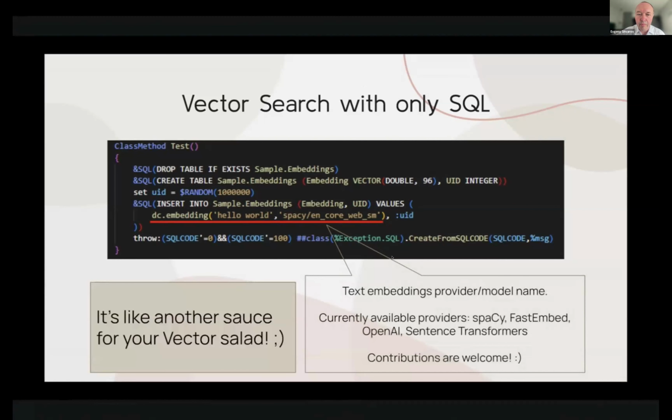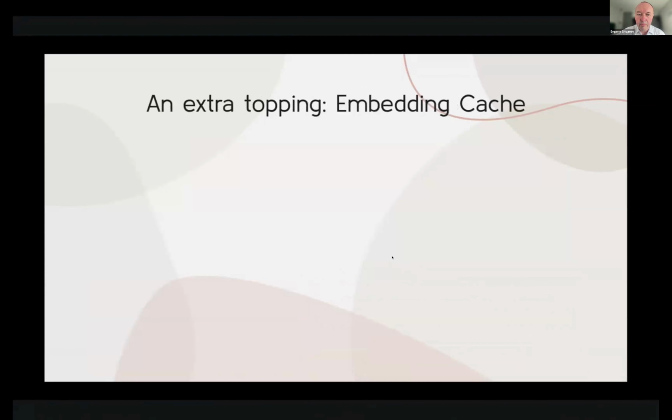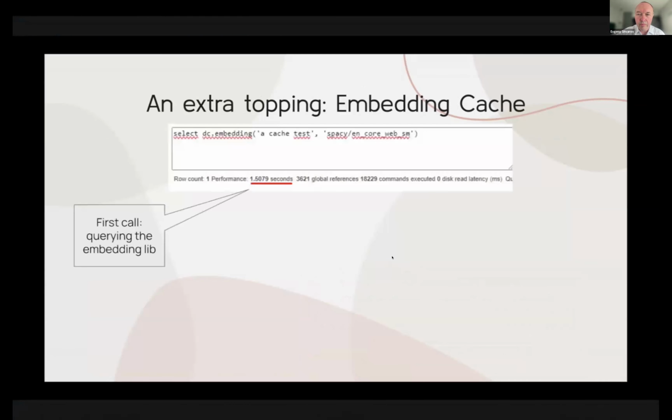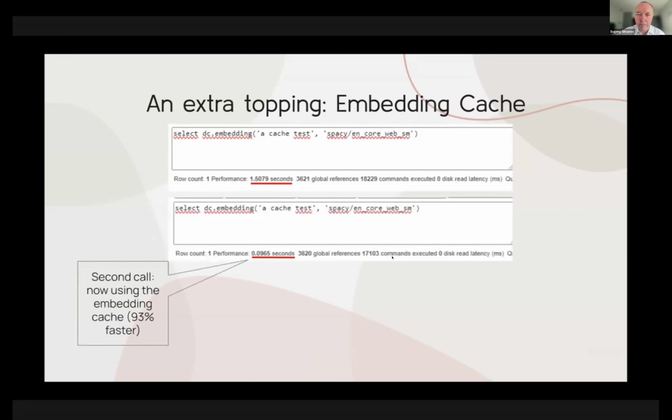In summary, it's another way to use embeddings with SQL in addition to the current ones. We can take advantage of creating a function to centralize handling text embeddings. One of them is managing a cache for embeddings. Let's check it out in action. Here, we can see that the model took 1.5 seconds to return the embeddings for a string. Then, we re-executed the same query, but this time, it took only 0.9 seconds thanks to the cache.